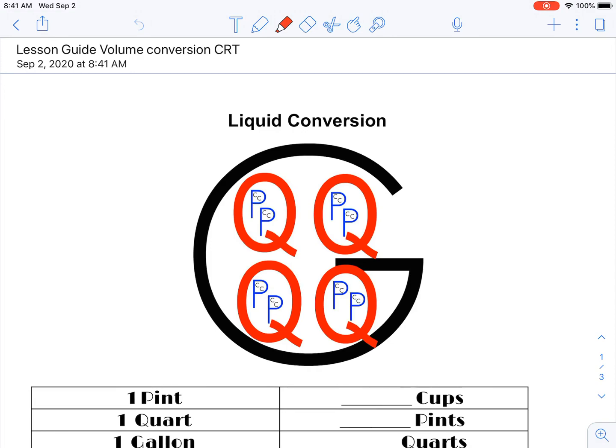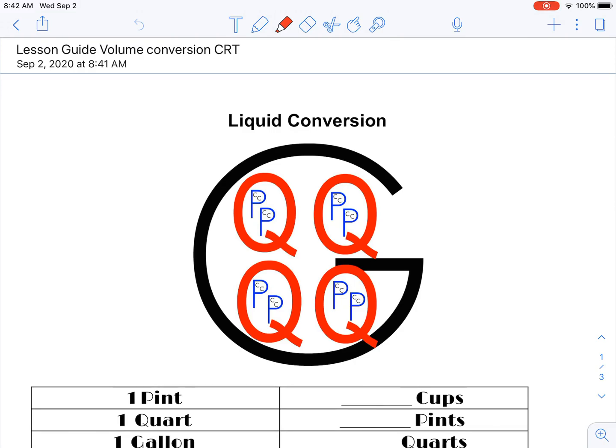You may have heard these called the standard units, or customary, or English. They have different names, but these are the units that we use in the United States. The metric system you will not come across too much in collision repair, so we're going to focus on the standard units of measure.